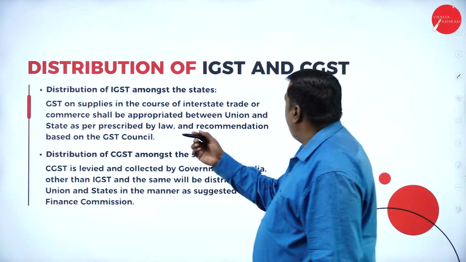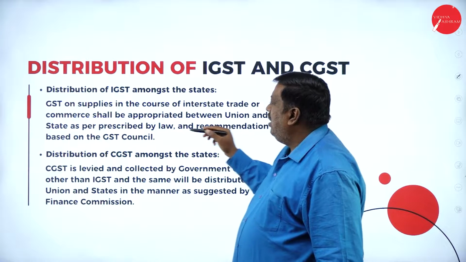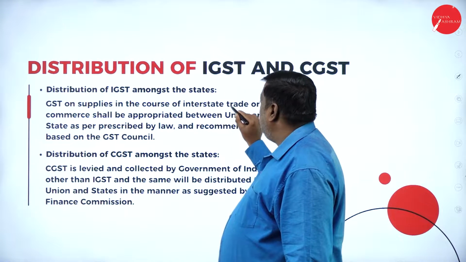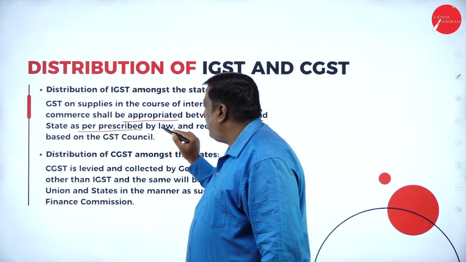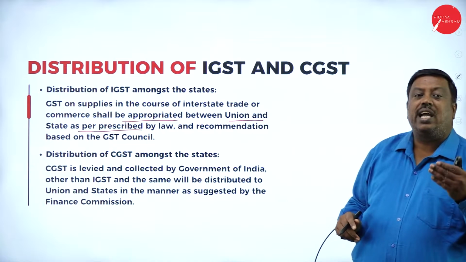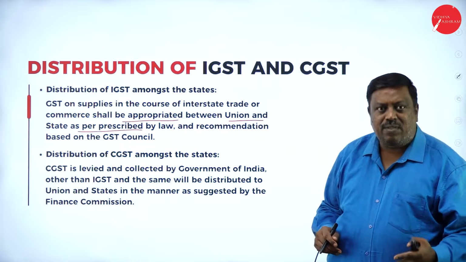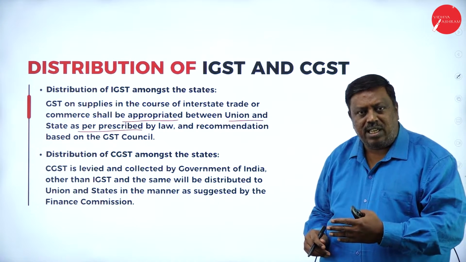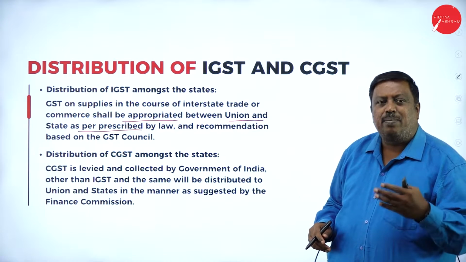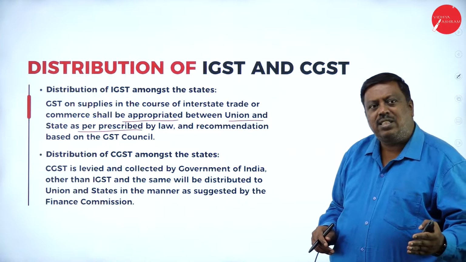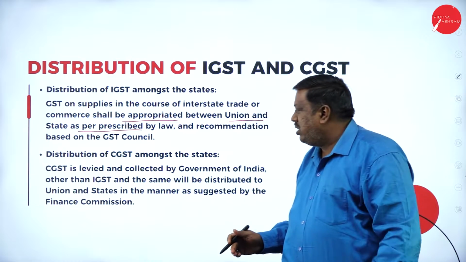Next, we have the distribution of IGST and CGST. Whatever amount of IGST is collected, the GST on supplies of goods in interstate trade and commerce shall be apportioned between the union and the states as prescribed by law. They are saying that whatever IGST is collected from the supply of goods or services by the state or union territory, as per the law, rules and regulations, or the GST Council, the benefit will be given to the state as well as the union territory.